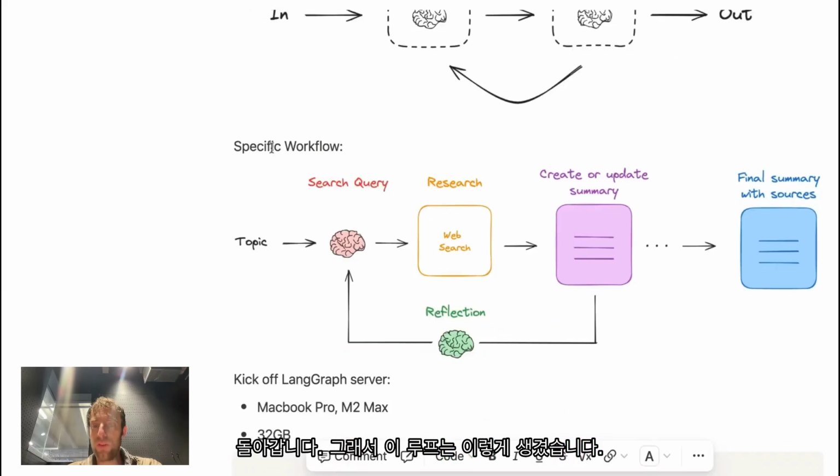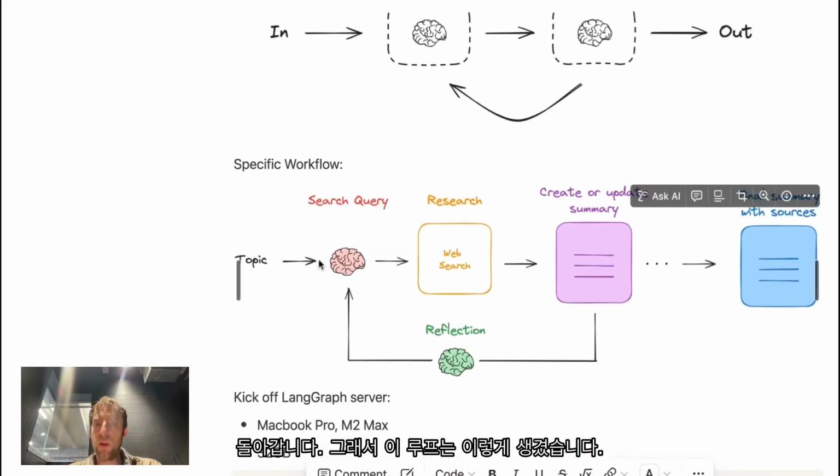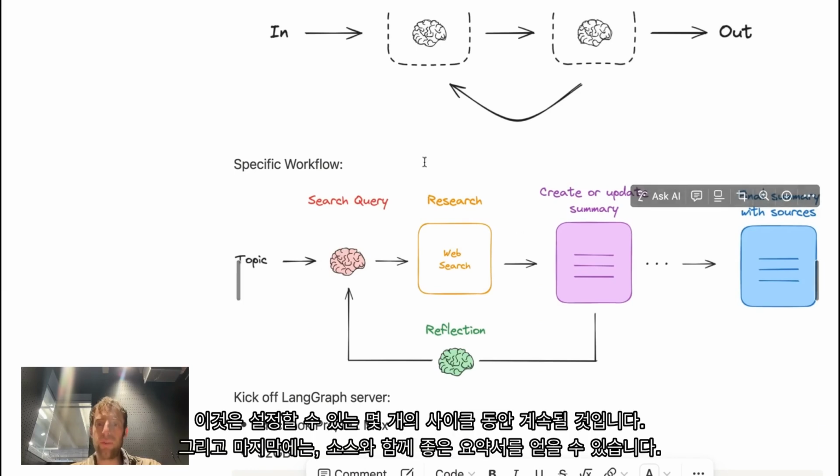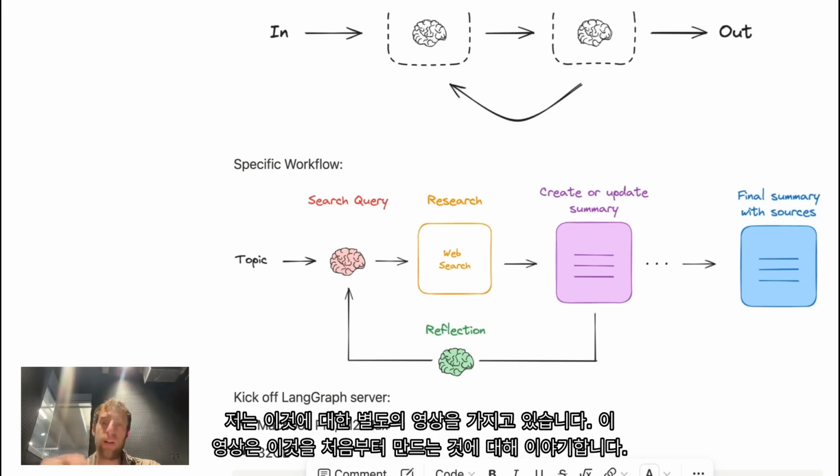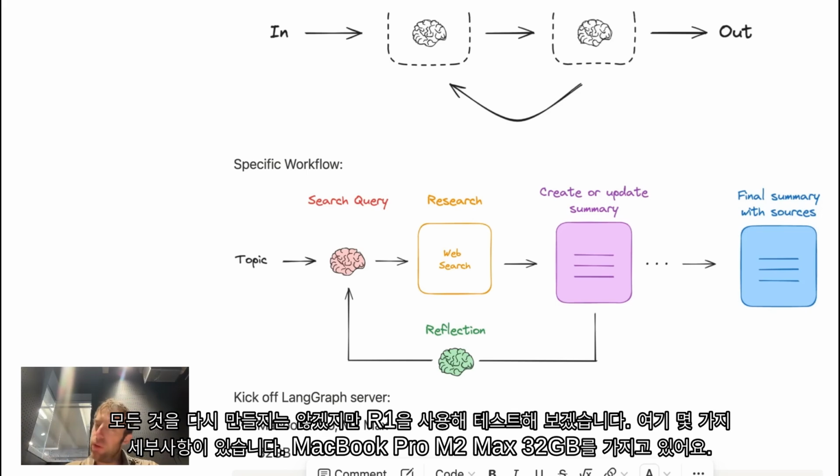So this loop is going to look kind of like this. You can see query generation, research, summary generation, reflection, new query, and so forth. This will continue for some set number of cycles that's configurable. And in the end, I'll get a nice summary with sources. And this can be run with any open source LLM. Now, I have a separate video on this that talks about building it from scratch. So I'm not going to build everything again, but I will just test this out using R1.